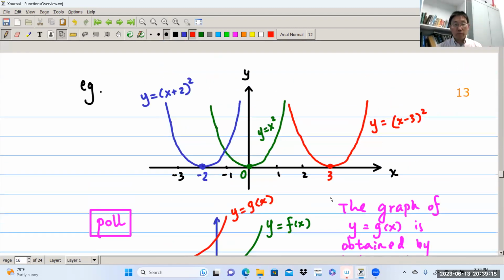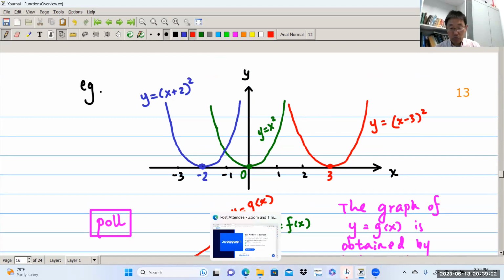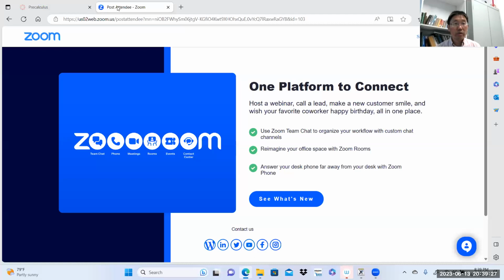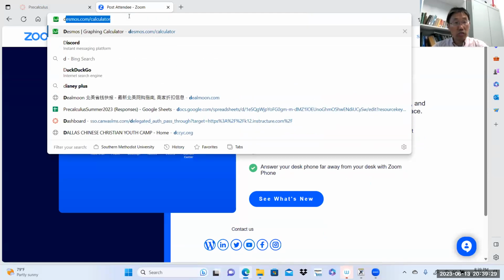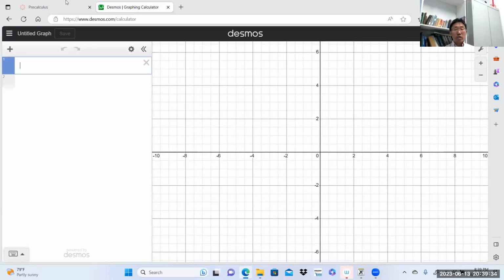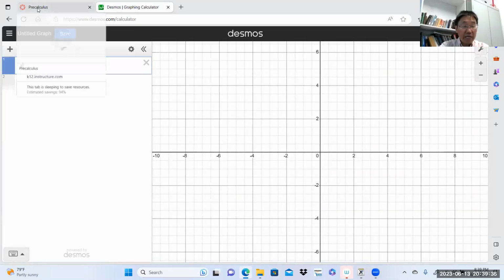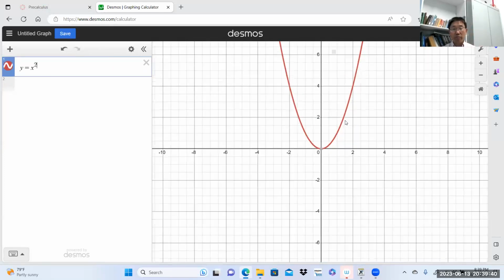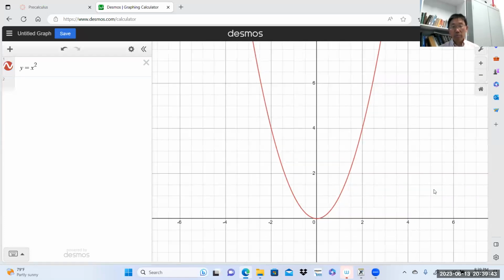So let me do a few examples. This time I'm going to do this example in decimals, so you can see that very clearly. Let me use decimals to demonstrate horizontal shifts. I'm going to draw the graph of y equals x squared, this parabola right here. Now, this is f of x, f of x equals x squared.